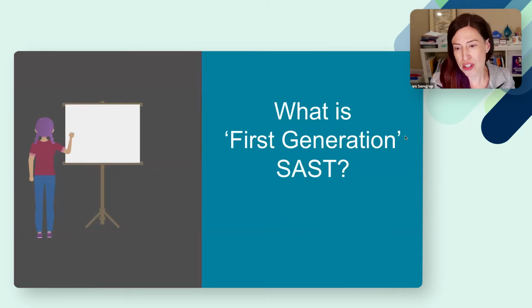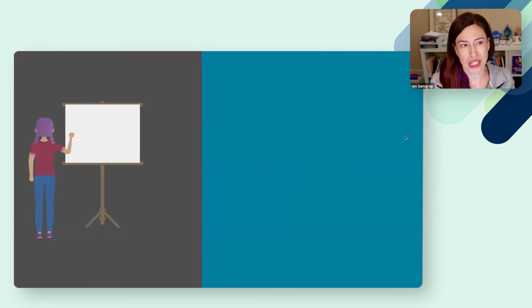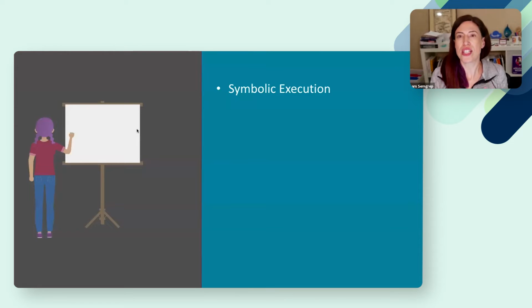And so first generation SAST tools, they do symbolic execution. And what that means is they go through every single potential outcome of your code, every single avenue that it could go, including many levels of recursion. And this takes a long time. And then it parses all of that down, breaks it into pieces, just like a compiler would.